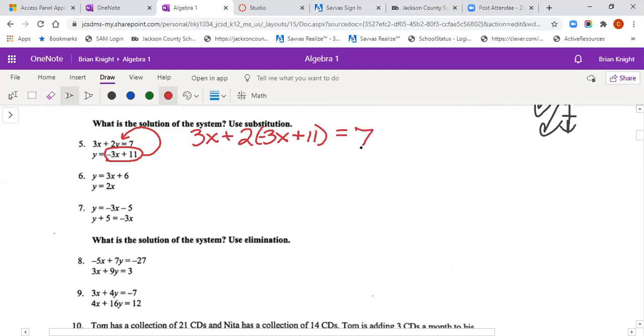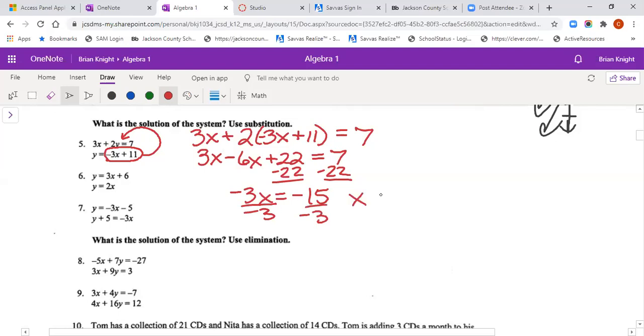All right. Distribute your 2. You get 3x minus 6x plus 22 equals 7. Subtract 22 from both sides. What is 3x minus 6x? Negative 3x. Negative 3x equals negative, is that 15? Yes, sir. And then we divide by negative 3.